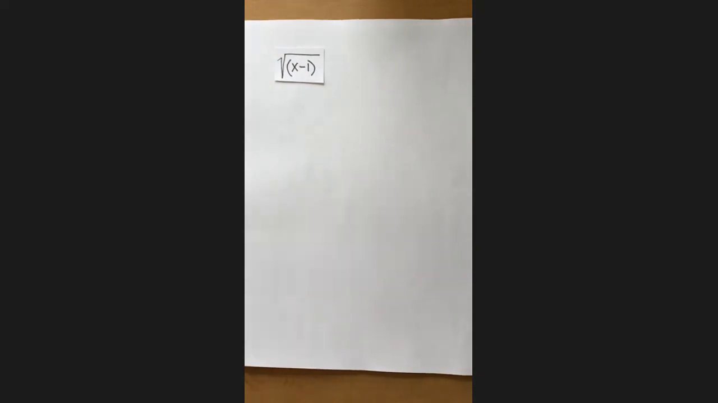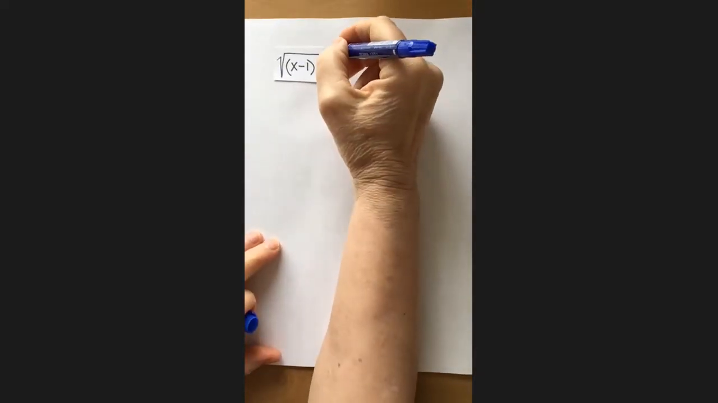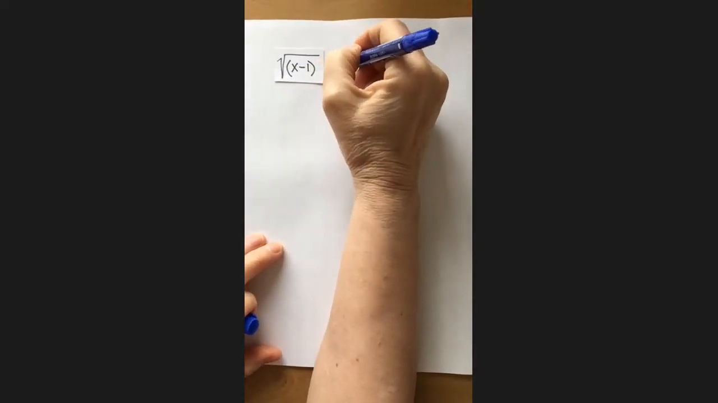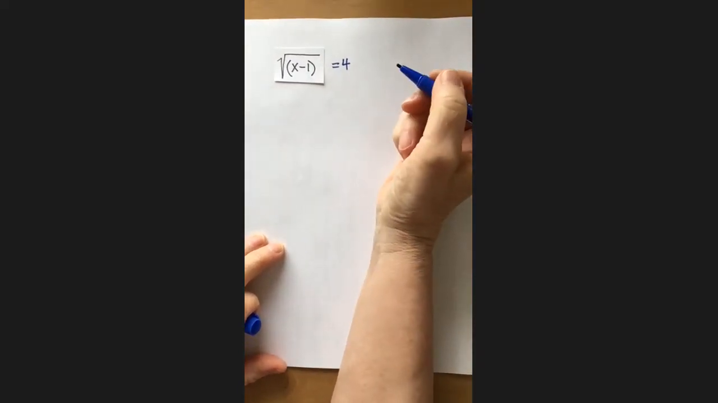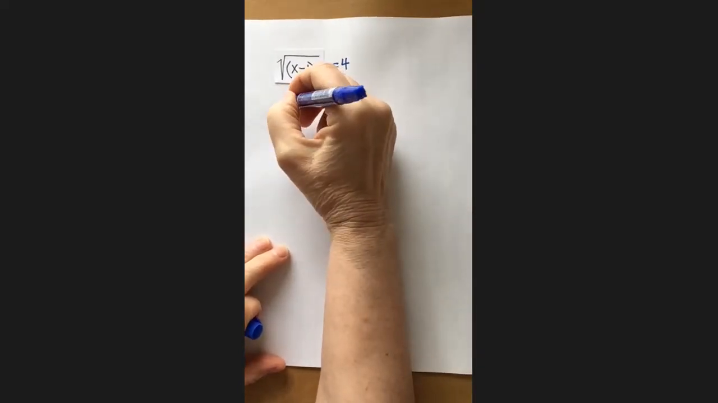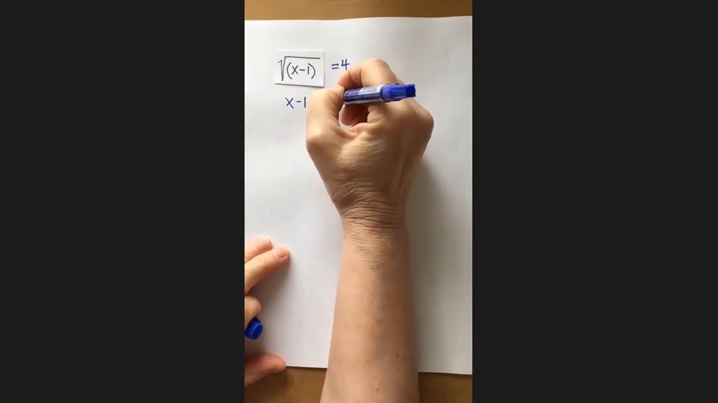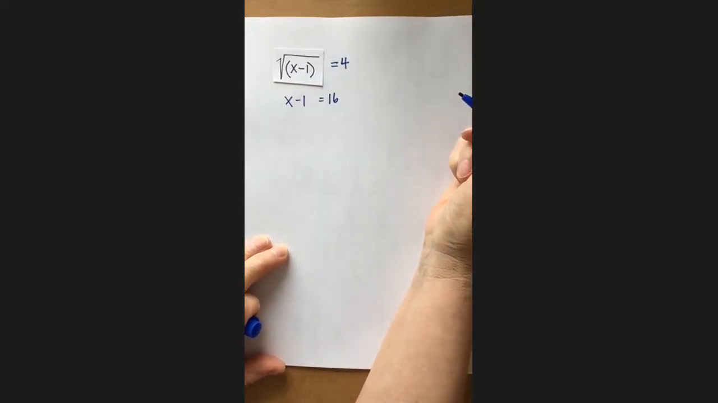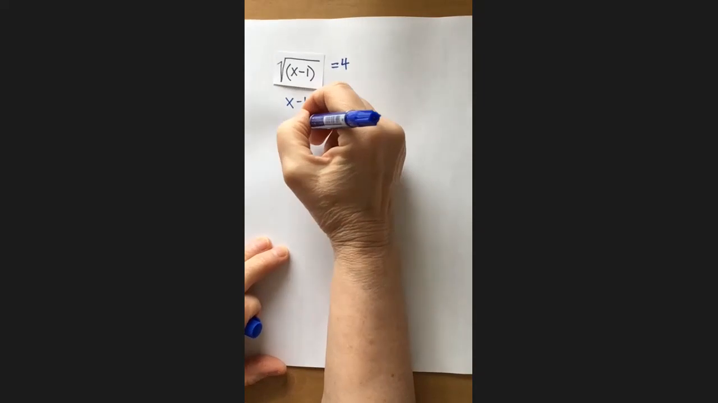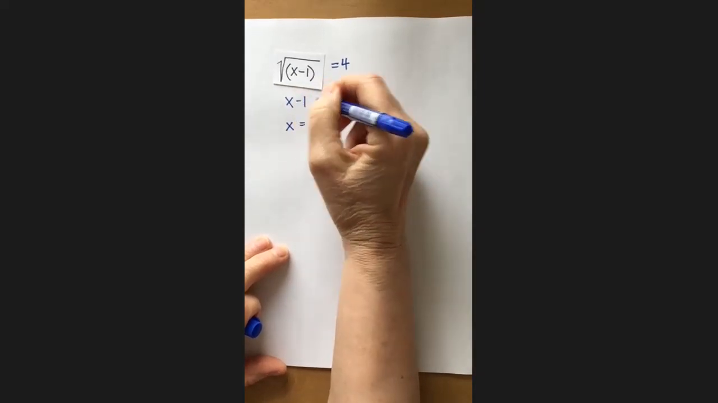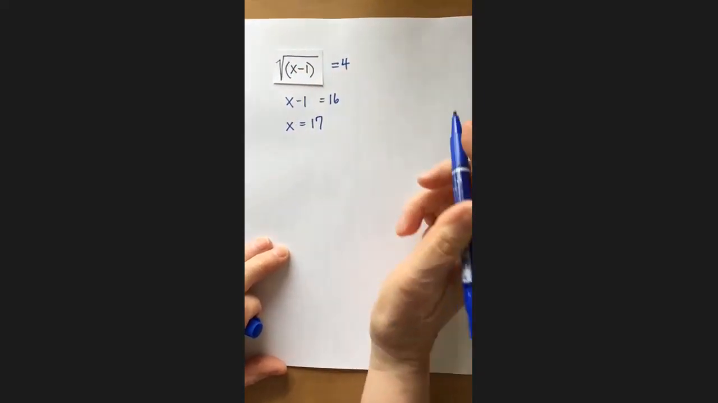and make it into an equation. The square root of x minus 1 equals 4. So what do we do? We square both sides. x minus 1 equals 16. Then we use our algebra tools to solve it. x equals 17. I added 1 to both sides, as you can clearly see.